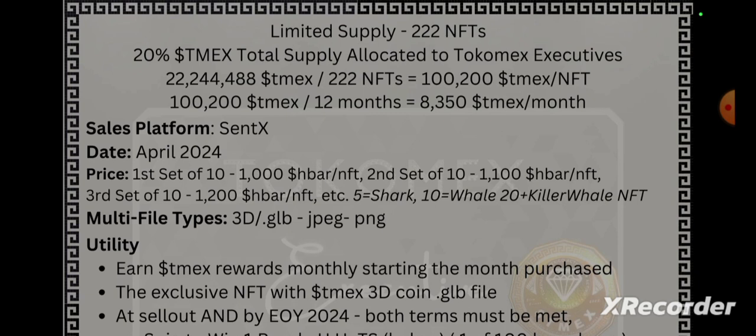All right, so the multi-file types: yes, on Hedera we can mint multiple files on one NFT, so you're going to get a combination of some 3D .glb files, JPEGs, and PNGs. Now let's jump into the utility.